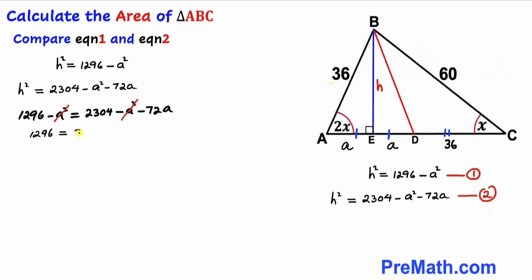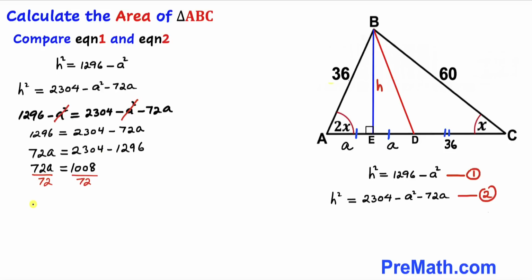1296 equal to 2304 minus 72A. Now let's move this negative 72A on the other side and 1296 on the other side as well, as you can see in this next step. So let's simplify furthermore. 72A turns out to be 1008. Now let's divide both sides by 72. So therefore our A value turns out to be 14 units. So therefore I'm going to replace this A by 14 and this A by 14 as well.